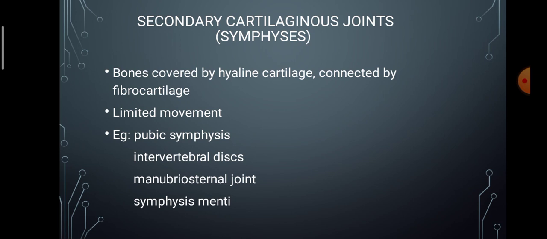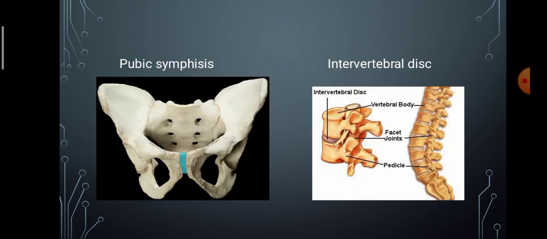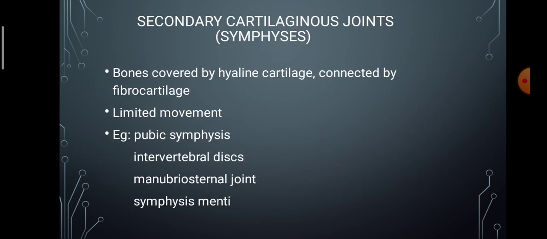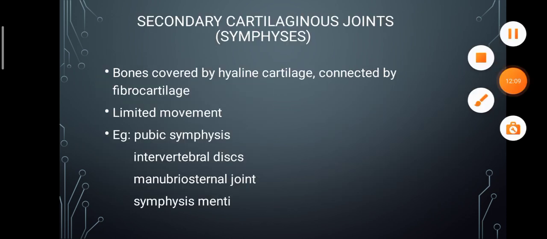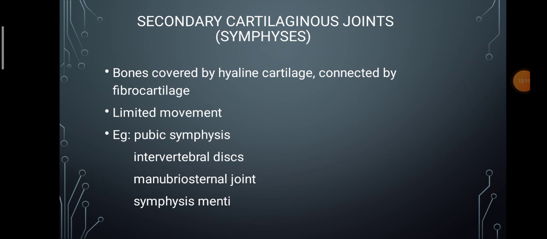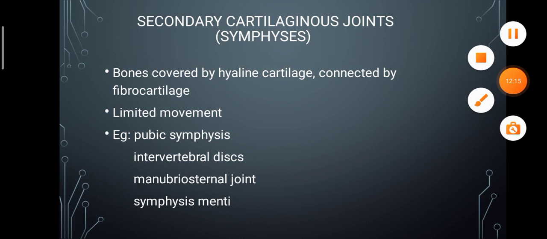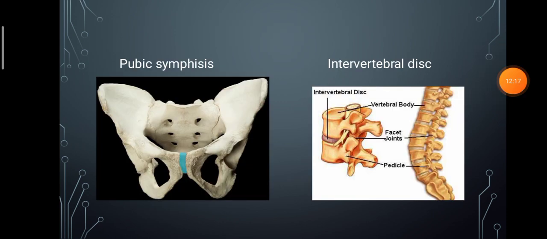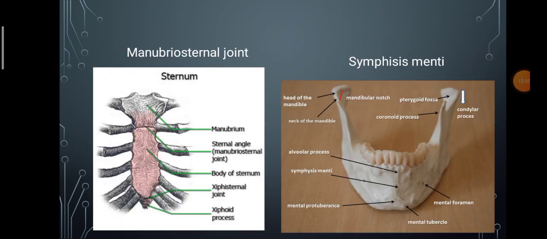These are permanent joints. Almost all midline joints are symphysial joints. So the pubic symphysis, intervertebral disc, manubriosternal joint, and symphysis menti come under symphysial joints.